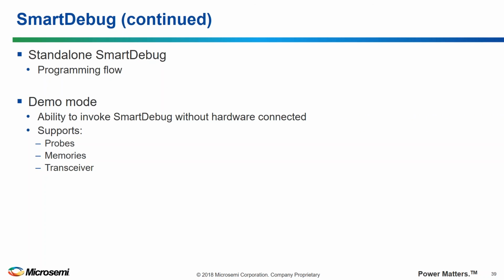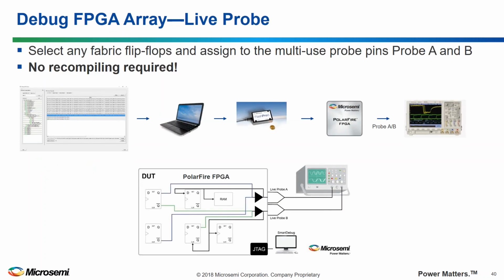SmartDebug can be launched from Libero. It can be used in a standalone mode. Now the standalone mode is perfect if you're in an environment where you're in a lab and you want to debug the design, but you don't want the entire design project available. You can export a debug file, you can have the board, you can run standalone SmartDebug, and you don't expose all of the design. We also have a demo mode, which is nice for people that just come up to speed with what SmartDebug looks like and some of the capabilities without having to use a board.